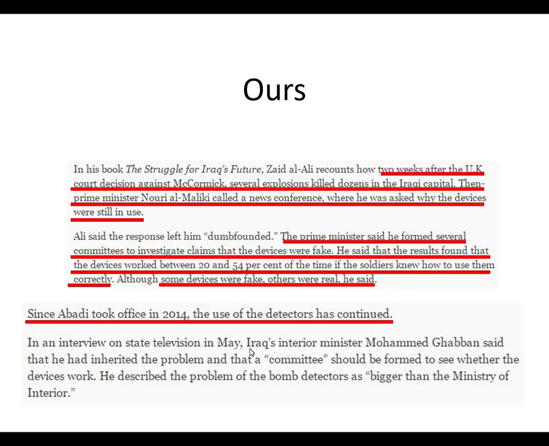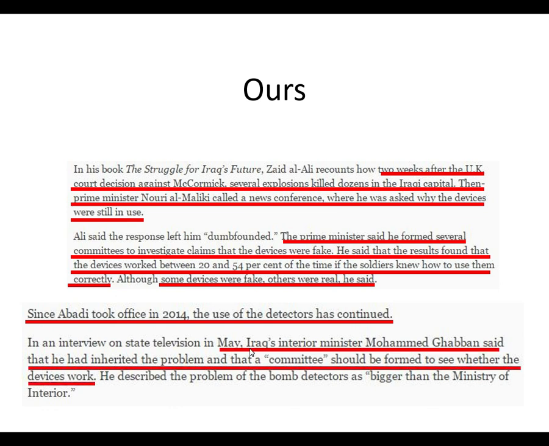Since Abadi took office in 2014, the use of the detectors has continued. So 2014, this is when even the extended accomplices have been charged, and it's been well established that it was a con. Iraq's Interior Minister, Mohammed Ghaban, said that he had inherited the problem and that a committee should be formed to see whether the devices work. Oh good, we're going to form another committee.